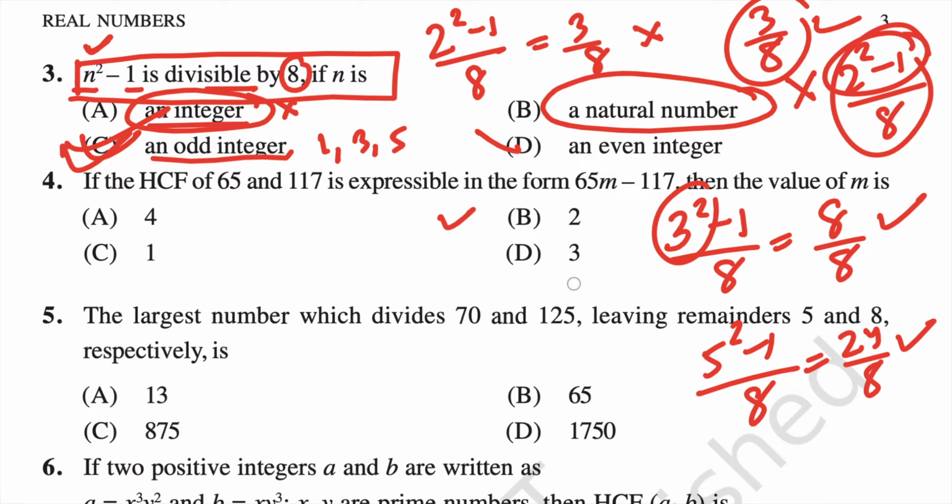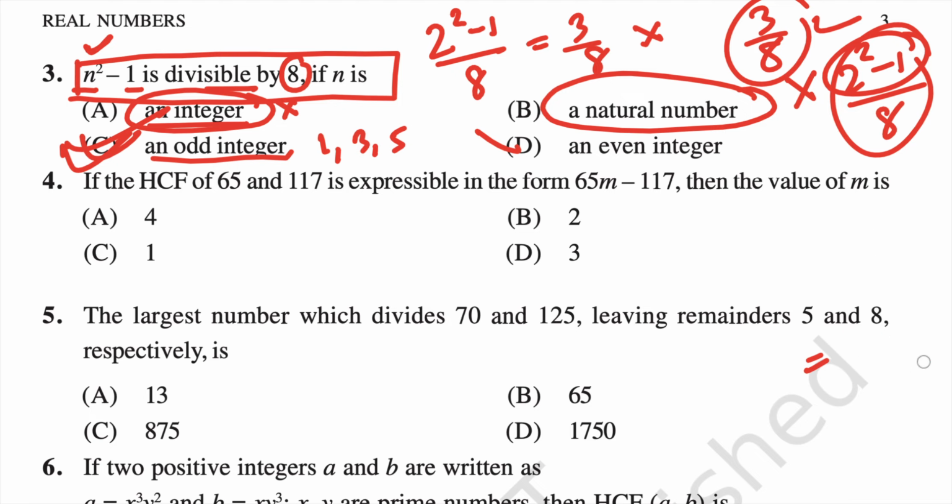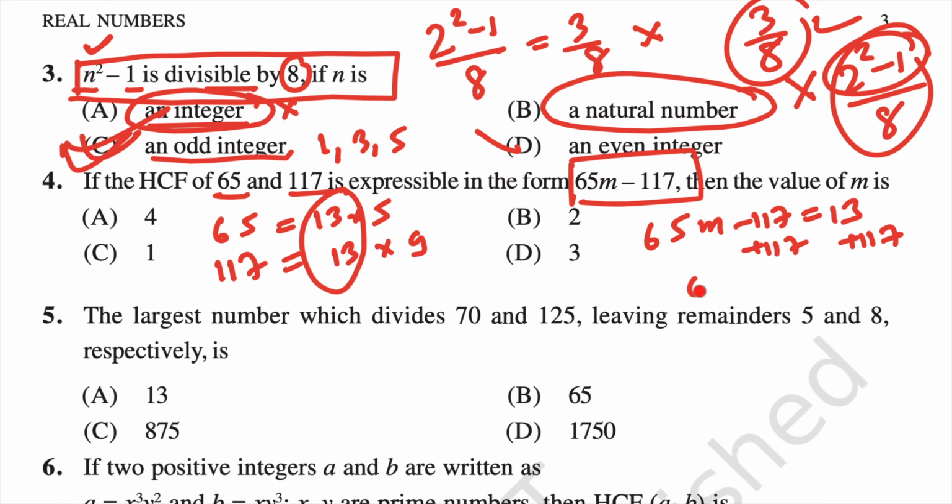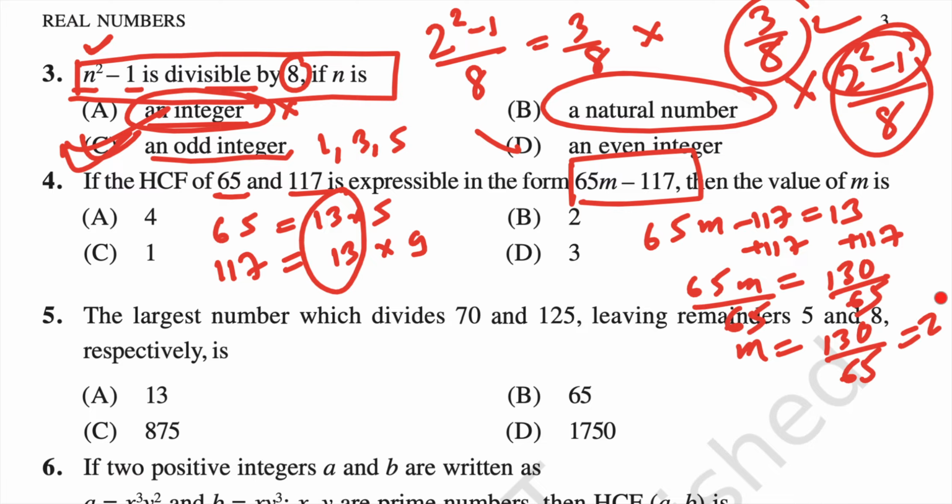So the HCF of 65 and 117, you need to calculate that, then that needs to be expressed in the given form, 65m minus 117. So how can you write this? First factorize this. 65 can be written as 13 times 5 and 117 can be written as 13 times 9. So the HCF of this is 13. So 65m minus 117 is equal to 13. If you add 117 on both sides, 65m becomes 130. So m will be 130 over 65, you get 2. Okay, the value of m will be 2 in this case.